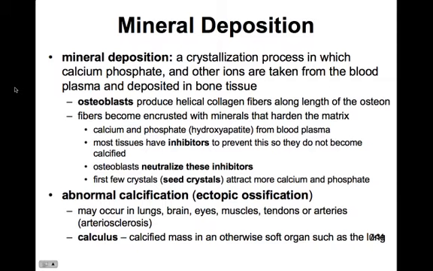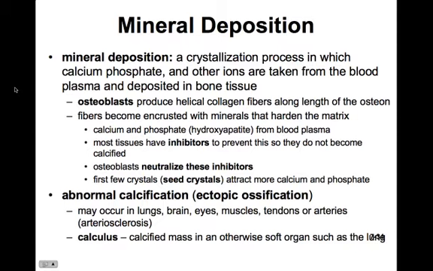The major mineral is hydroxyapatite. It's a combination of calcium and phosphate, and it's brought in from the blood plasma. Most tissues have inhibitors that prevent the formation of hydroxyapatite. However, osteoblasts have a substance that will neutralize these inhibitors, so it allows the formation of crystals. Once a few crystals, or seed crystals, form, those will attract more calcium and more phosphate, and the tissue will quickly become crystallized.